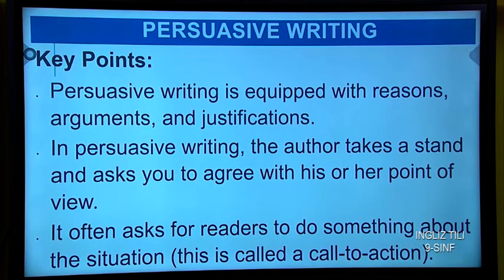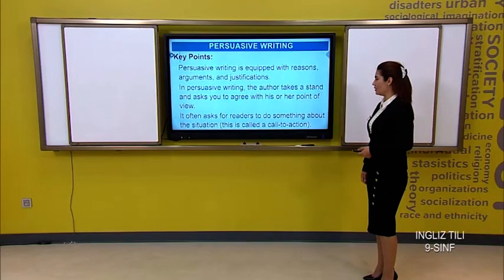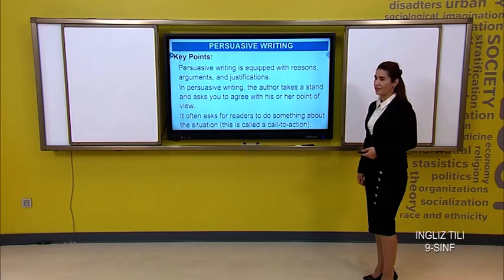So, I want to take one of them, persuasive writing, and explain in detail. Here are the key points I want to explain. Persuasive writing is equipped with reasons, arguments, and justifications. In persuasive writing, the author takes a stand and asks you to agree with his or her point of view. It often asks the reader to do something about the situation. This is called a call to action.